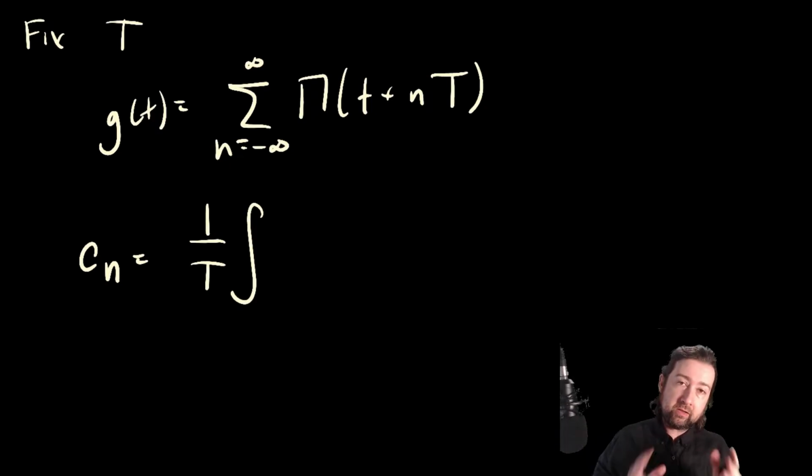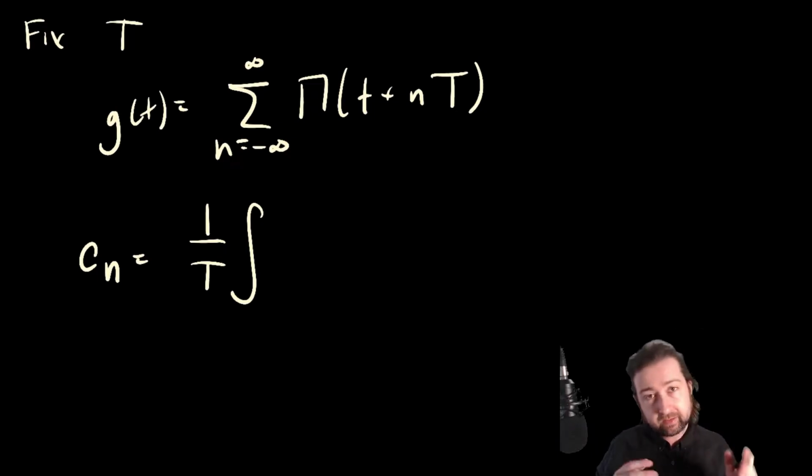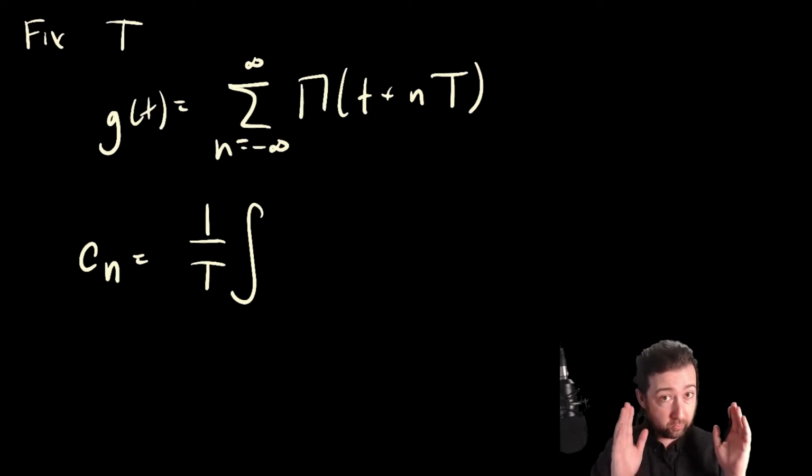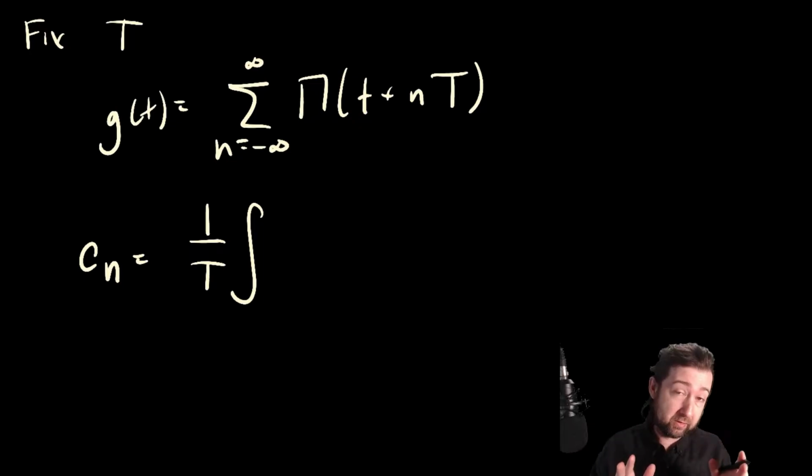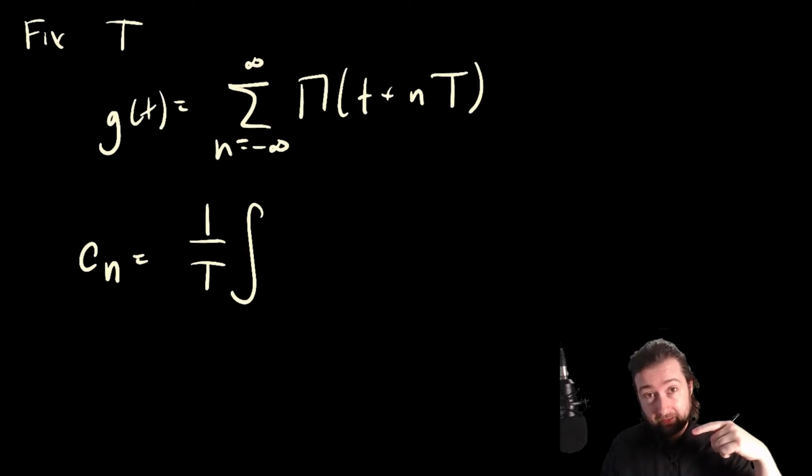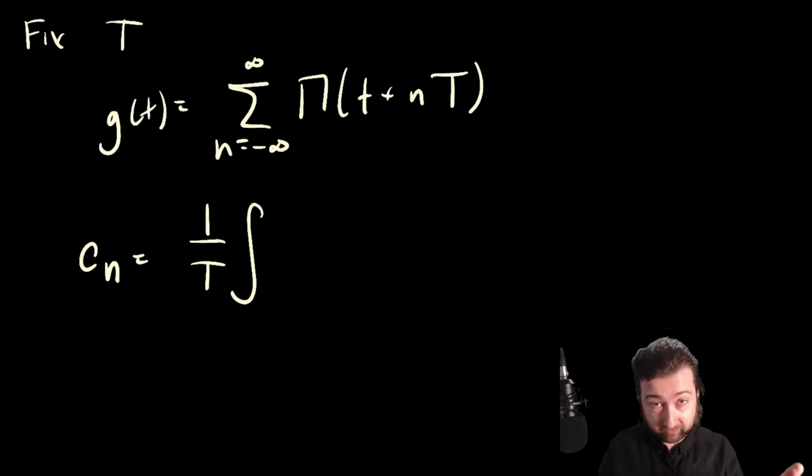So I just need to integrate over one period of the function. And it does not matter if I integrate from 0 to T or if I integrate from minus T over 2 to T over 2, as long as I'm integrating over one period of the function. And in this case, it's going to be simpler to integrate from minus T over 2 to T over 2 because the function is only defined from minus 1/2 to 1/2. And so I can keep the interval altogether.